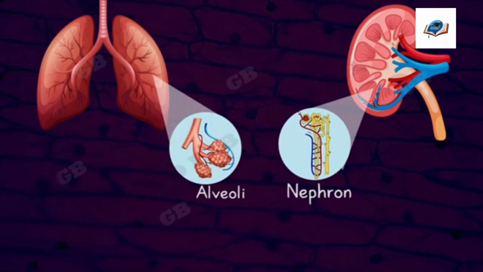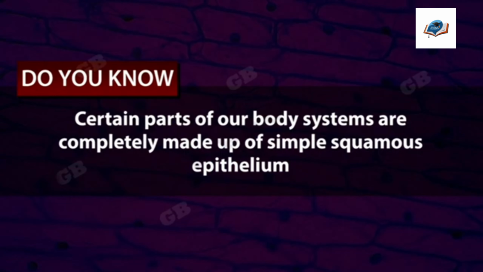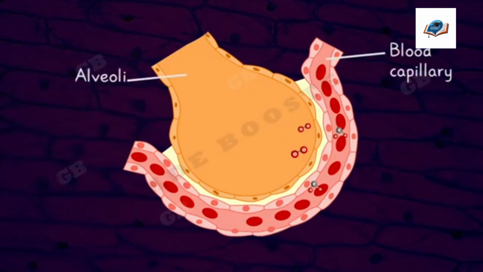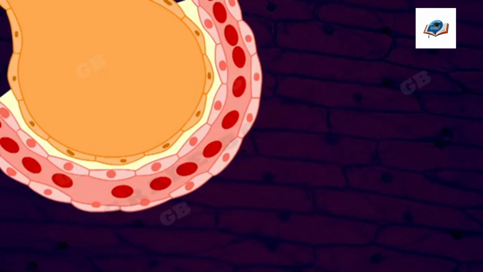While organs like the stomach and kidneys are mainly composed of muscles, their internal cavities are lined by simple epithelial tissue. Some parts of our body are entirely made up of simple squamous epithelial tissue. Blood capillaries and alveoli in the lungs are key examples of areas that contain this type of tissue. The main reason these parts have simple squamous epithelial tissue is that they need to facilitate the exchange of materials between the body's internal and external environments.